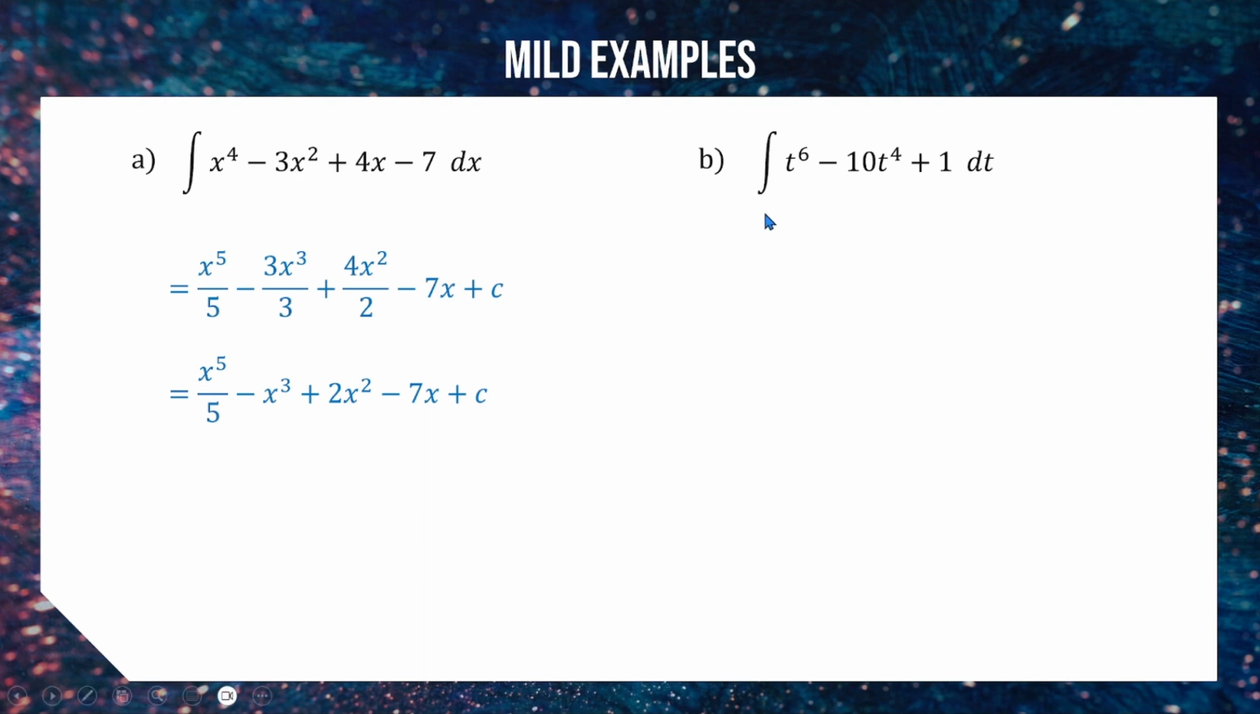Okay, on the right here, we're doing the same thing, except now our variable isn't x, our variable is t, so that's why on the end it says dt. We're integrating this function with respect to t. So the 6 is going to raise to a 7 and then divide by 7. The 4 raises to a 5 and then divide by 5. The constant of 1 gets a t, so it becomes 1t. And then of course plus c on the end. And now simplifying, we can do 10 over 5 goes into 2, so we can make our answer a little bit nicer by writing it like this.